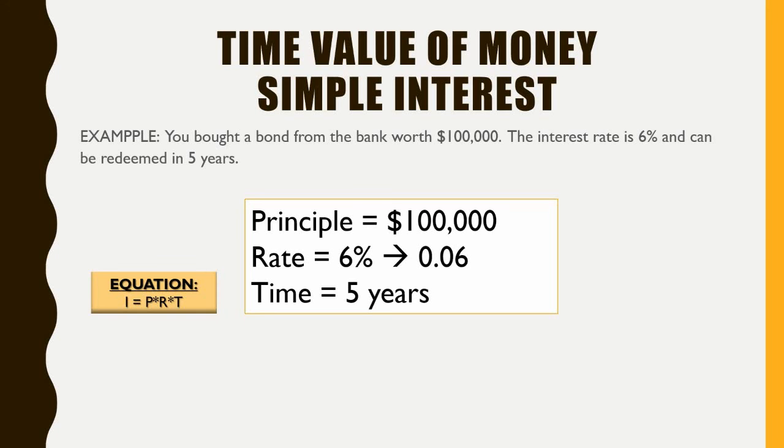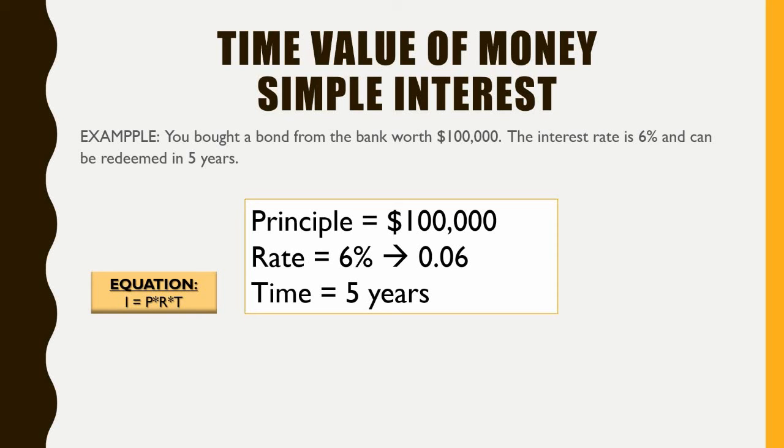So again, we understand that we take this information and we plug our numbers into each formula or each variable. So our principal here is, what was my original investment? In this case, it was $100,000. And my rate was 6%.